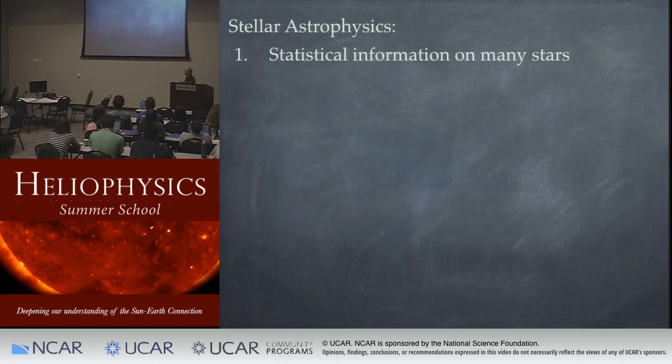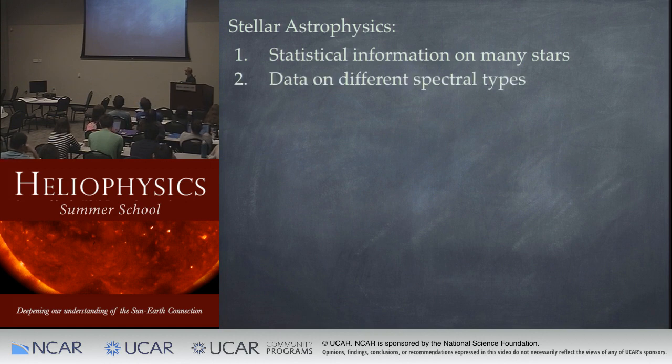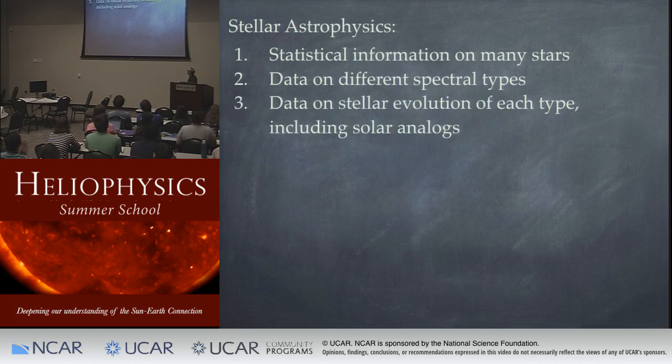In astrophysics, in contrast, we have statistical information of many stars, right? So we can place our own sun somewhere in this domain of parameters that we can study. We have data on different spectral types of star. This is the terminology for different stars and their type. Okay, so when we say spectral type, we mean different kinds of stars: M, K, G, F, A, B, and O. And we can also have data on stellar evolution.